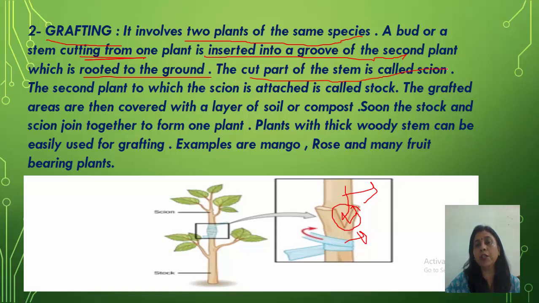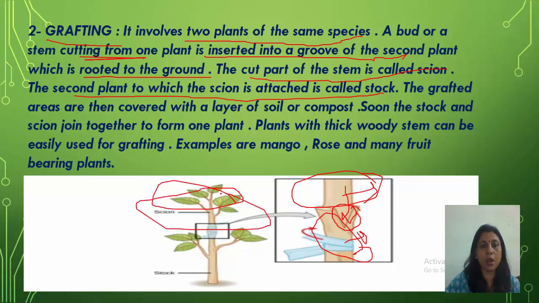The cut part of the stem, this above part, is known as scion. And the second plant to which the scion is attached is called the stalk. So this one is stalk. You can see this is scion and this is stalk. The grafted areas are then covered with a layer of soil or compost for getting them nutrients. Then they are covered and tied. Soon the stalk and scion join together to form one plant.